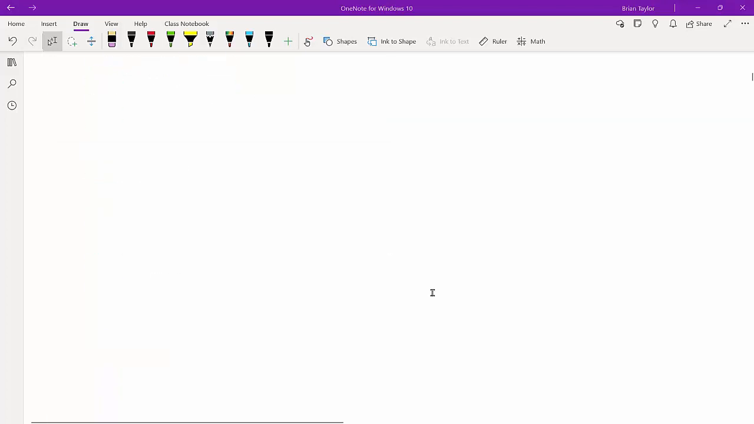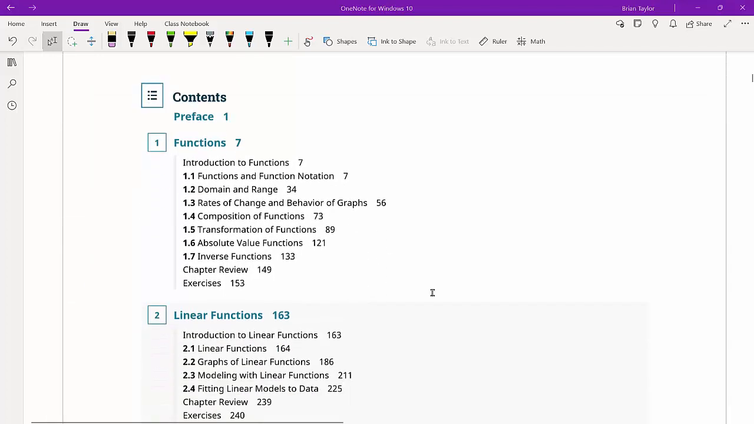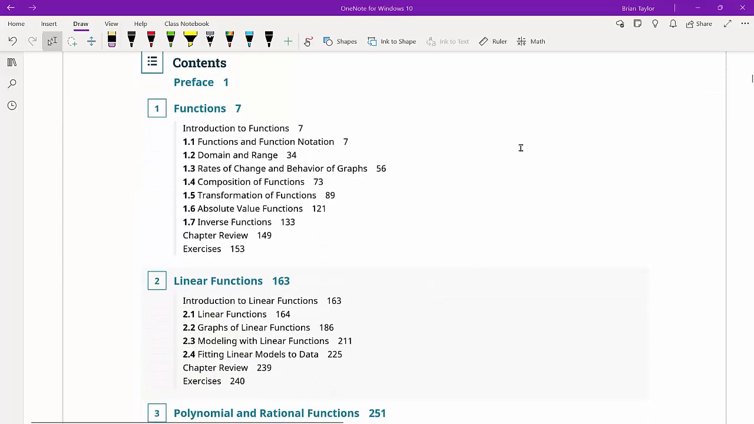I will not be going through every single example and every single problem. I will only be highlighting the things in each section that I believe are important. So let's just take a quick look at the table of contents to see what the course covers.